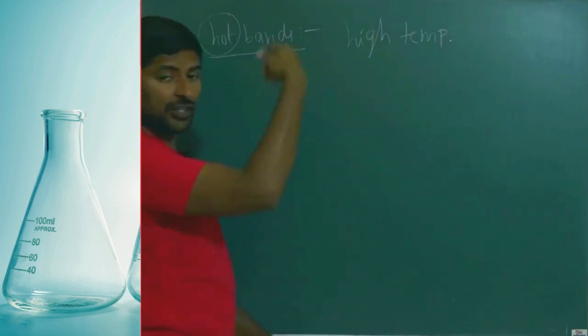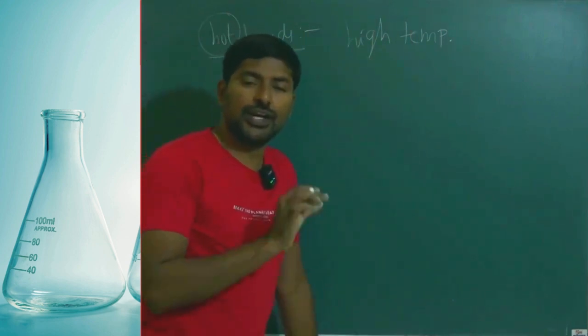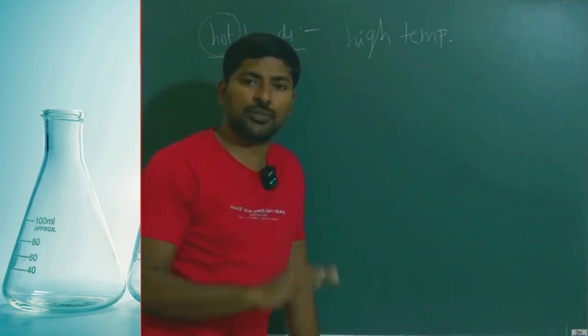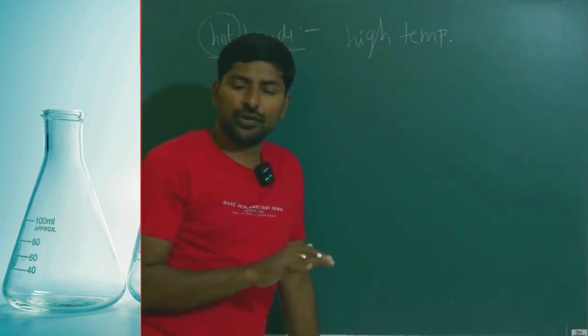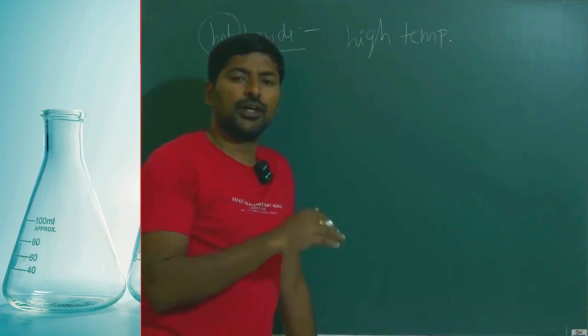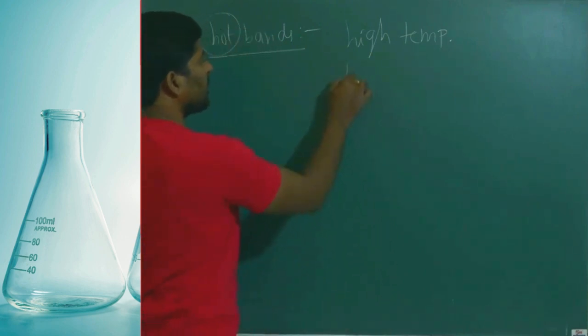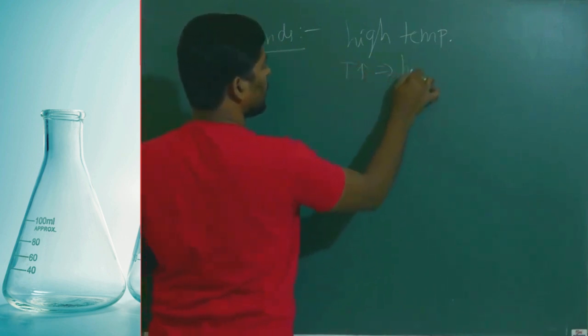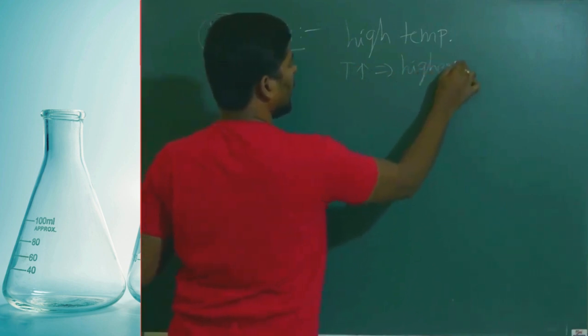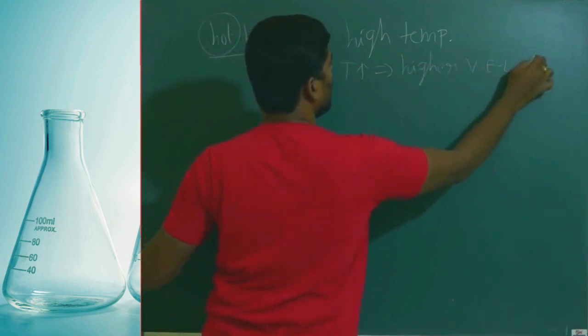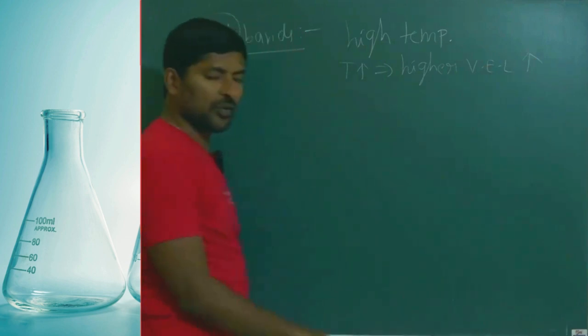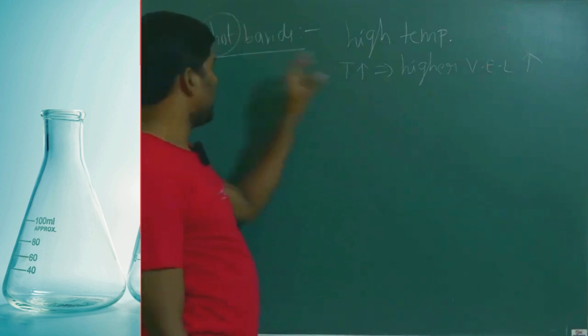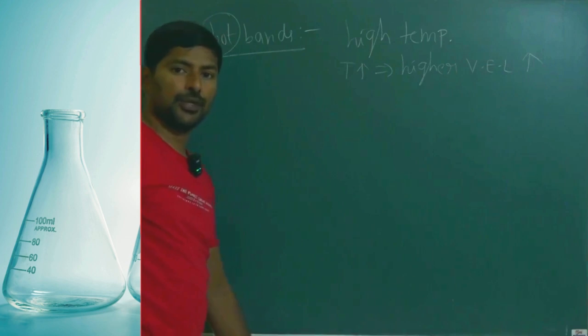Since these transitions occur from higher vibrational energy levels, at lower temperatures the higher vibrational energy levels may not be populated; only the ground vibrational energy level may be populated. So as the temperature increases, the higher vibrational energy levels also become populated, and the population in the higher vibrational energy levels increases. In such cases, we observe hot bands.